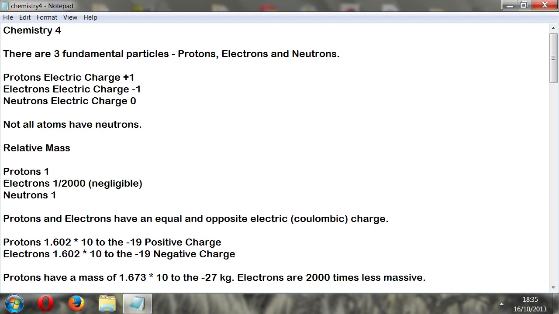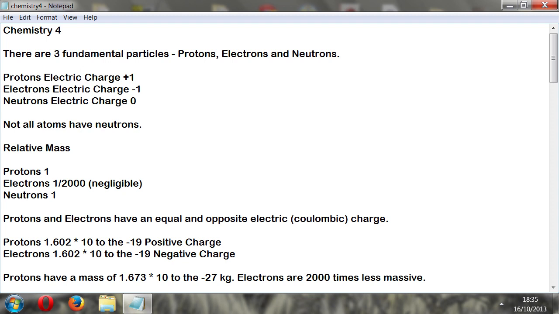So let's begin. There are three fundamental particles: protons, electrons and neutrons. Protons have an electric charge of +1, electrons have an electric charge of -1, and neutrons have an electric charge of 0. Not all atoms have neutrons. We'll speak about protium in a minute, an isotope of hydrogen that doesn't have any neutrons. So those are basically the fundamental particles, at this point anyway.